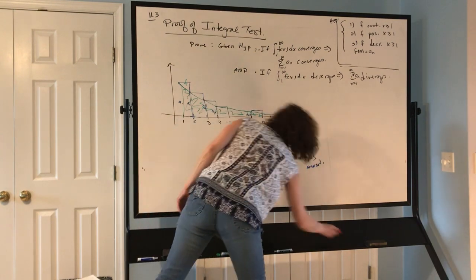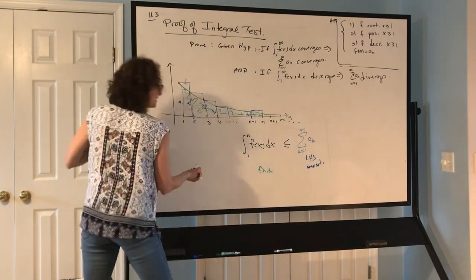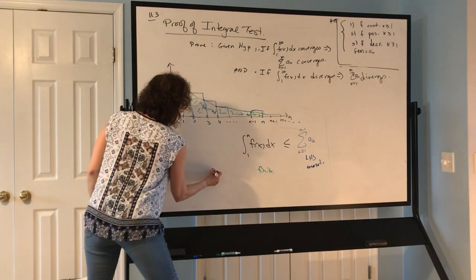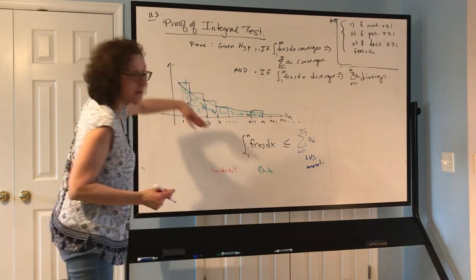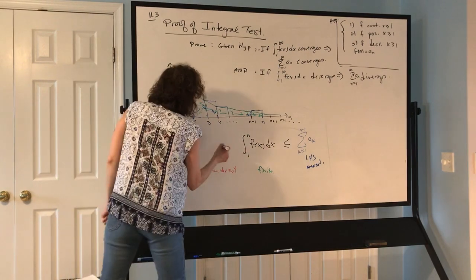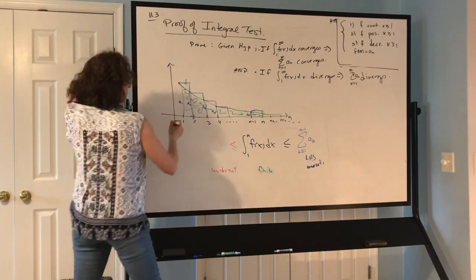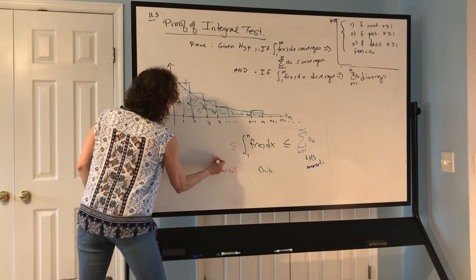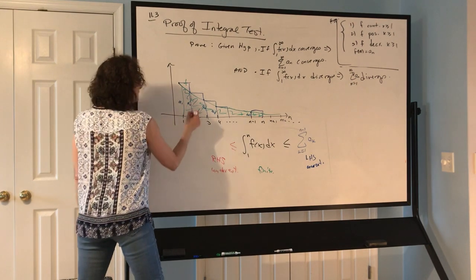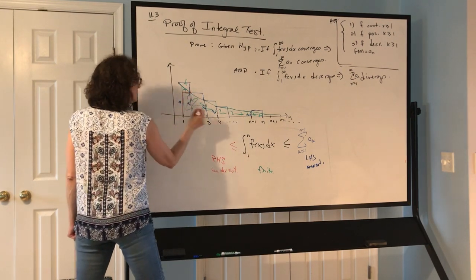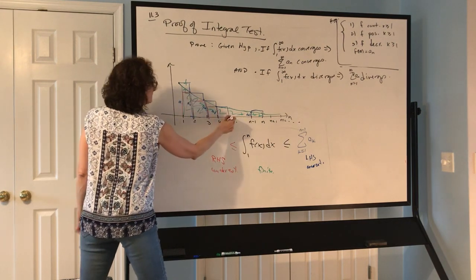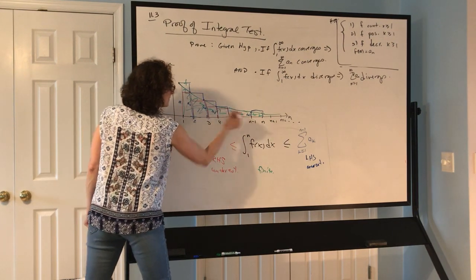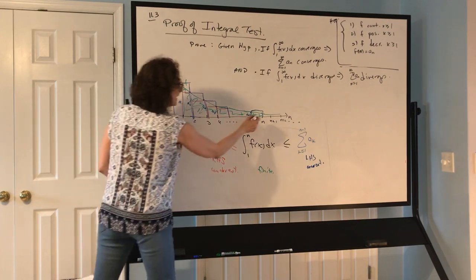And then what's my underestimate? Maybe I'll try to use red. Which sum is going to be an underestimate? Because of the decreasing nature, the underestimate is going to be the right-hand sum. So what's my right-hand sum going to be? Here's my right-hand sum in red. That's my underestimate.